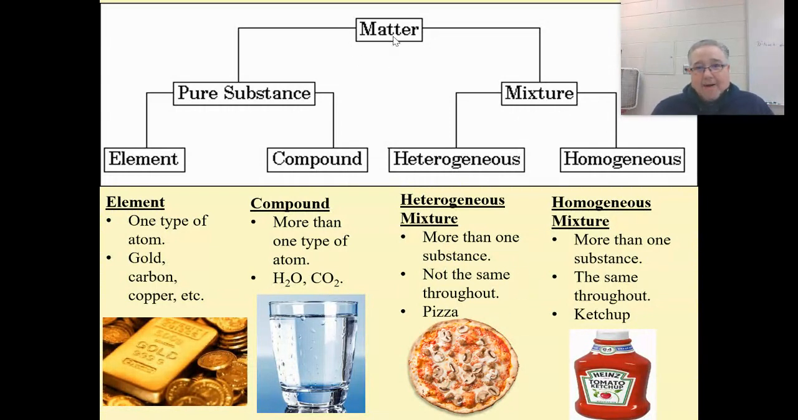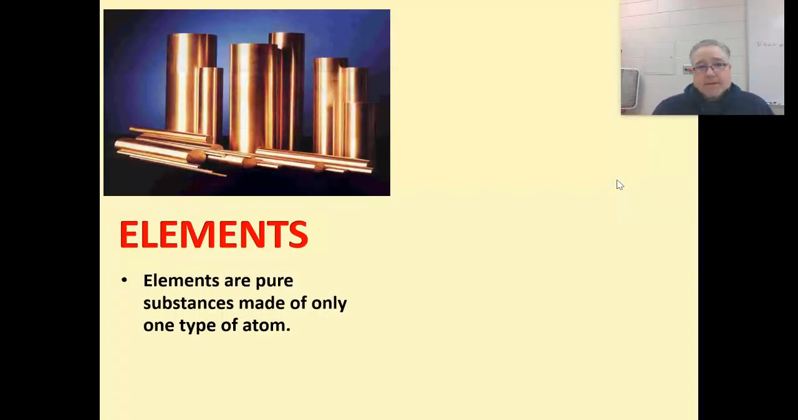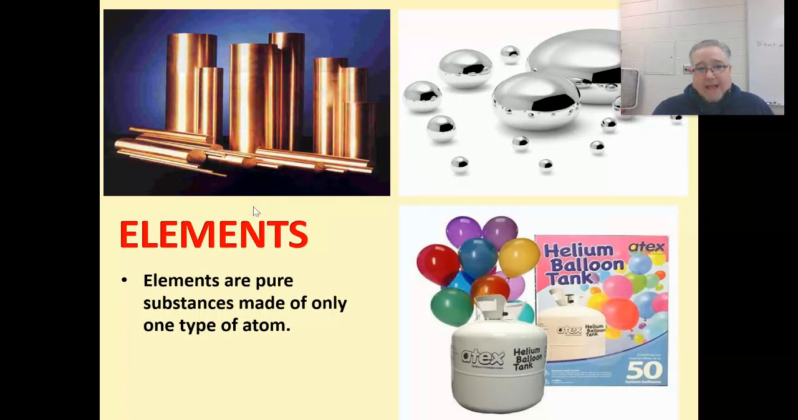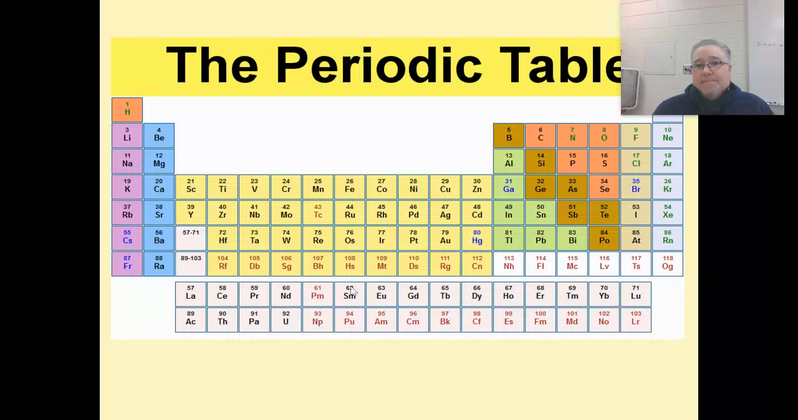All right. So just remember matter, two different types, pure or a mixture. If it's pure, it's an element or a compound. If it's a mixture, it's either heterogeneous or homogeneous. All right. So kind of going back to a couple of these terms, elements, right? They're pure. They're made up of one type of atom.